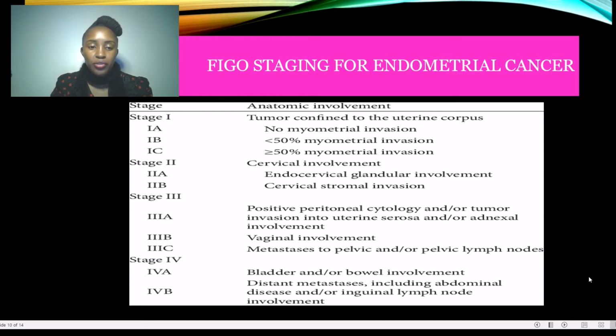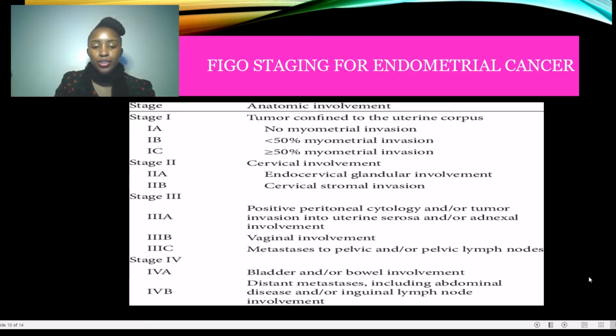Then we move on to stage 3, and in stage 3 we have 3A, B, and C. In 3A we have positive peritoneal cytology or tumor invasion into the uterine serosa or adnexal involvement, while in stage 3B there is vaginal involvement. When we go to stage 3C, there is metastasis to the pelvic or para-aortic lymph nodes. So there is much more spread in 3C compared to the others.